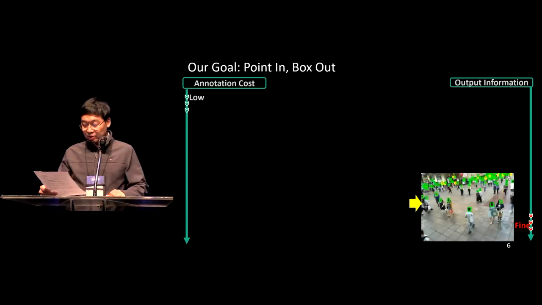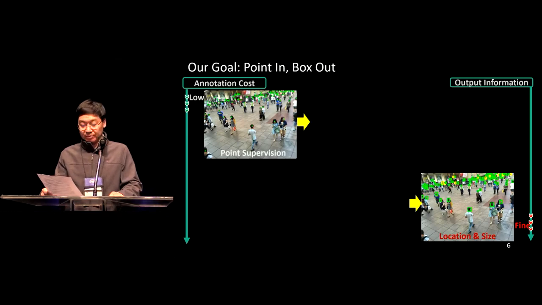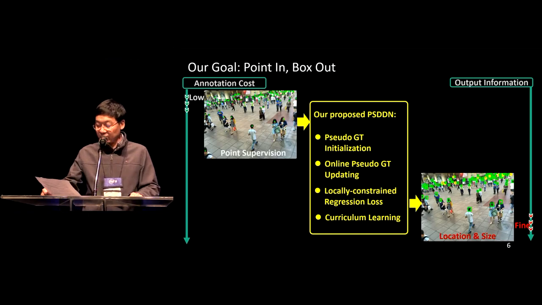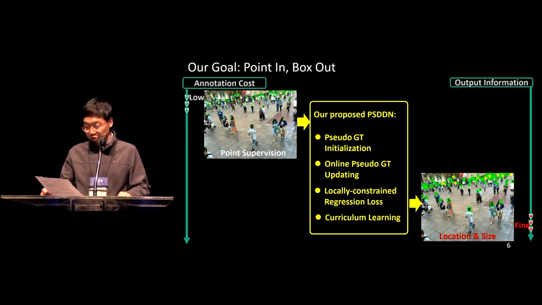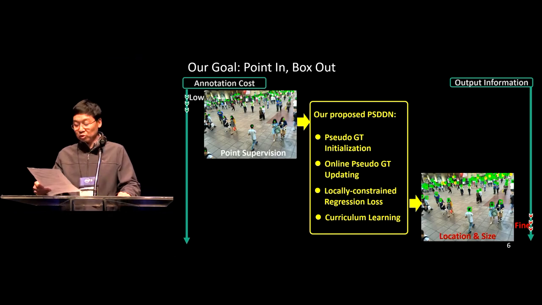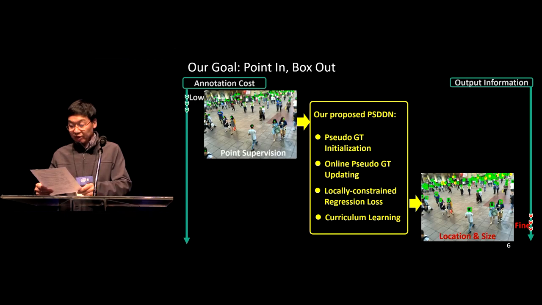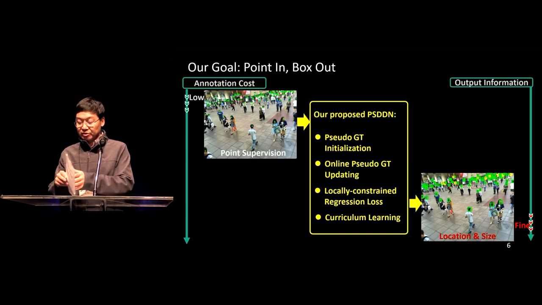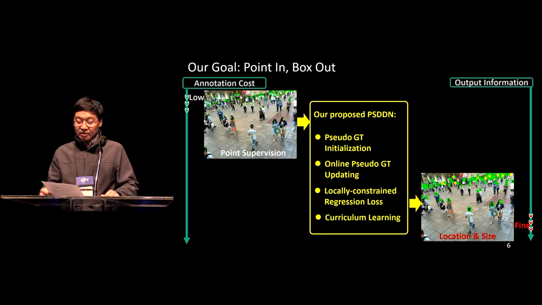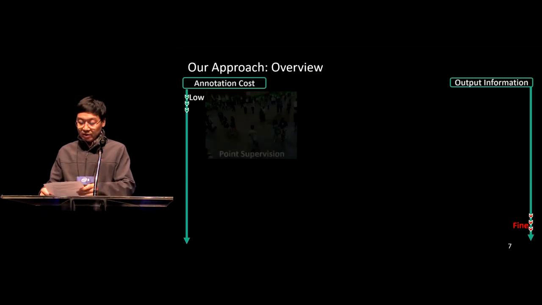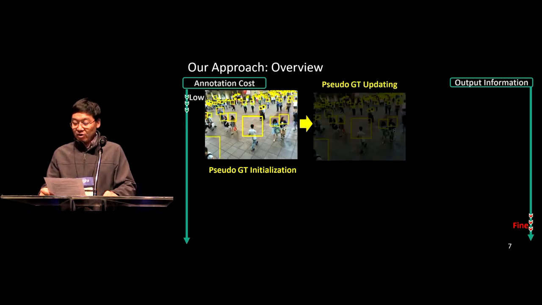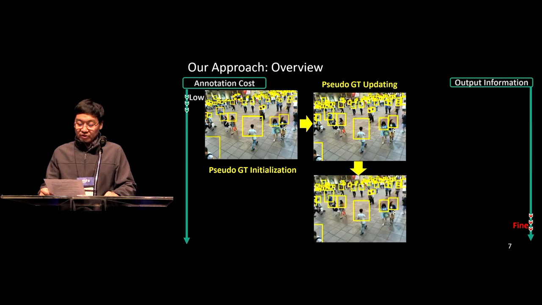Our goal in this work can be described as point in, box out, that is, to detect the location and size of human heads and count them in a crowd with only point supervision. We propose a point supervised deep detection network with four key components: pseudo ground truth initialization, online pseudo ground truth updating, locally constrained person regression loss, and curriculum learning. Here we show our method, which learns to detect and count persons in crowds with point supervision.